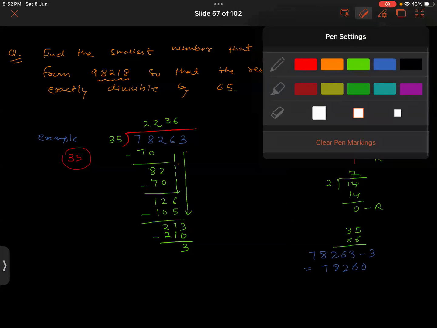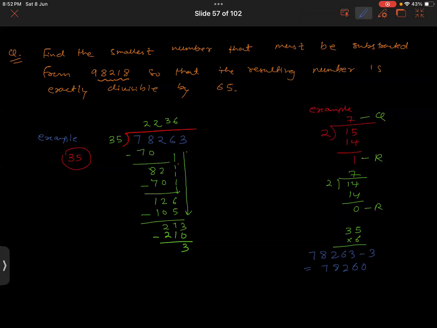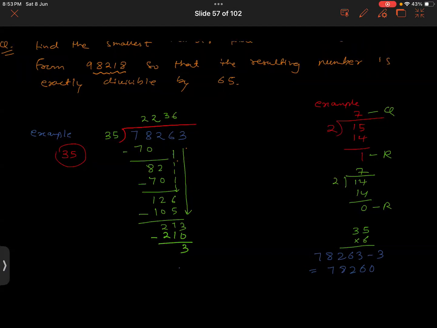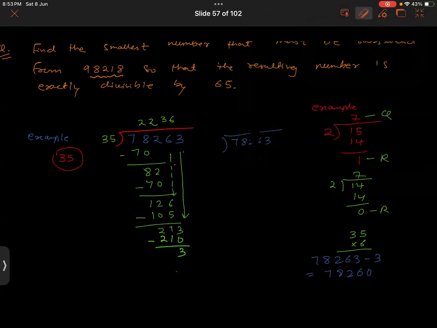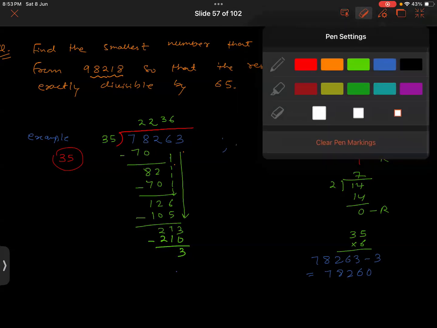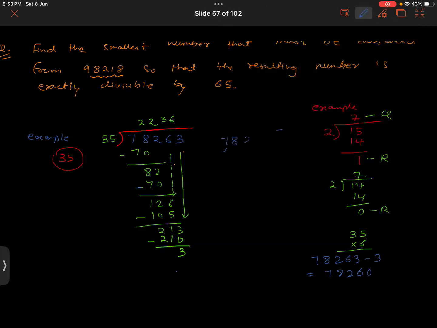Basically, whatever number is in the remainder, you simply subtract that number from the dividend, whether it be a two-digit number, three-digit number, whatever. You can verify it also. The number 78,263, after subtraction, is now 78,260. You can check it now also.